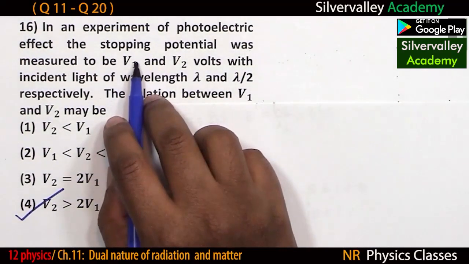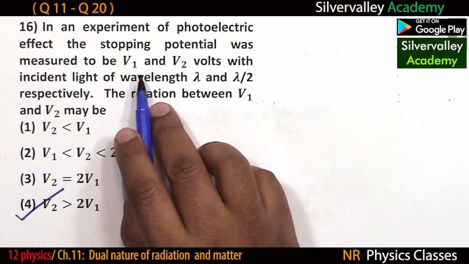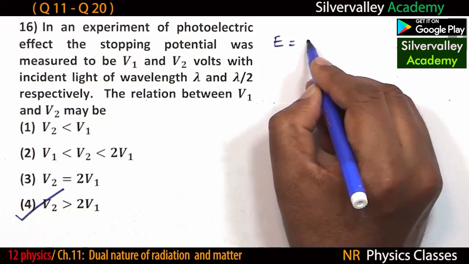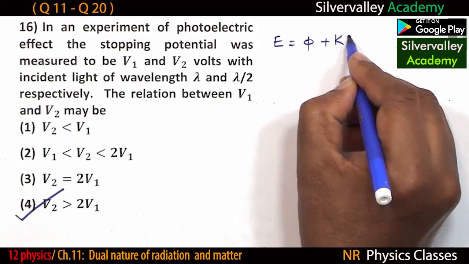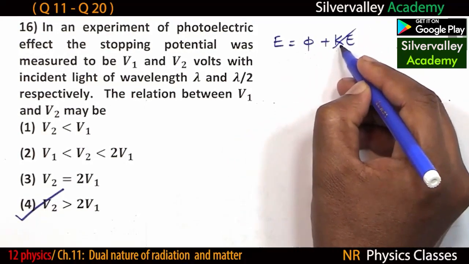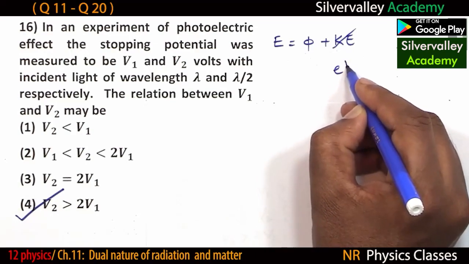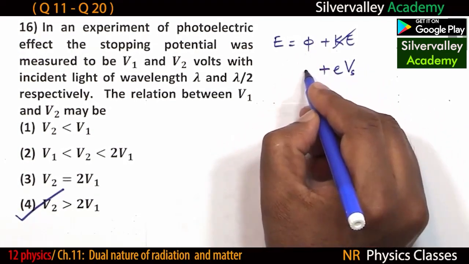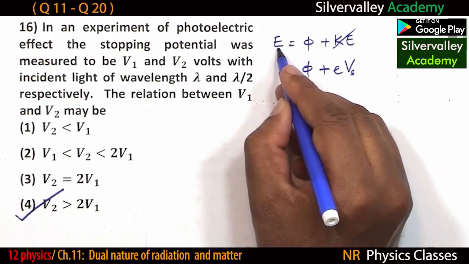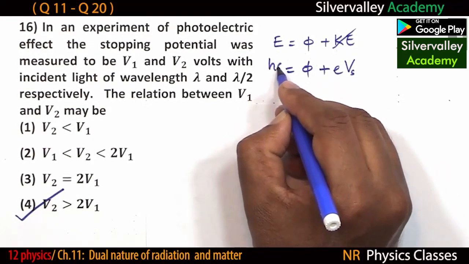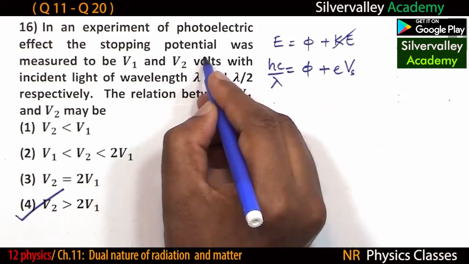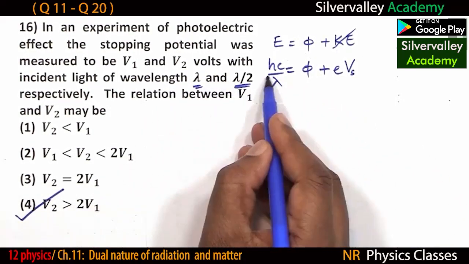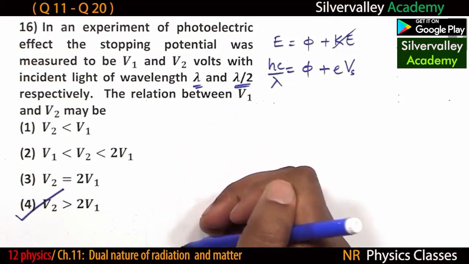Now let us solve this by regular method by using equations. E equal to work function plus kinetic energy. This kinetic energy is E times stopping potential plus work function. This is Hc by lambda because energy of incident radiation is given in terms of lambda.